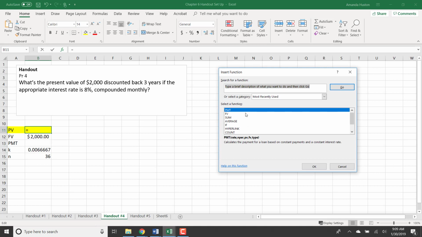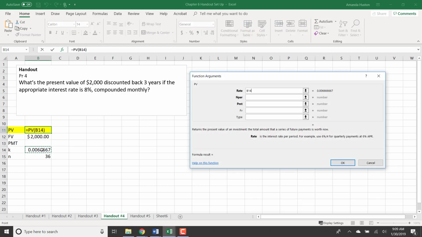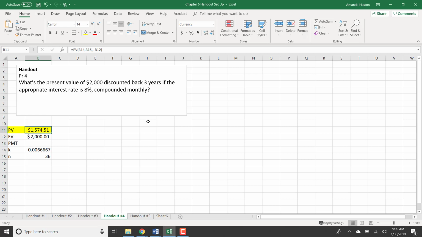And now we're going to solve for present value. So I'm going to type PV into the formula bar up here to search for it. I'm going to select the PV, and now my interest rate is K, my number of periods is N, and my future value is 2,000. So the present value of $2,000 discounted back with monthly compounding is actually worth, in today's dollars, $1,574.51.